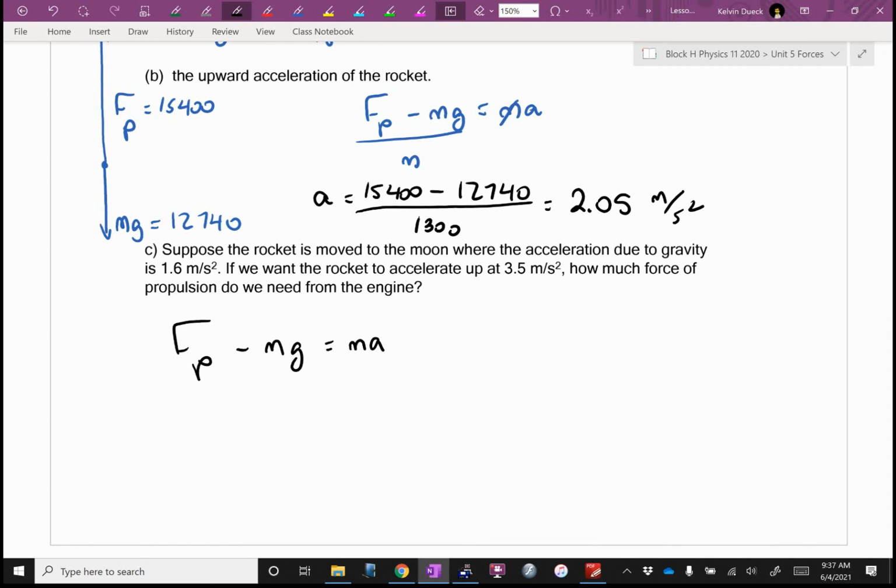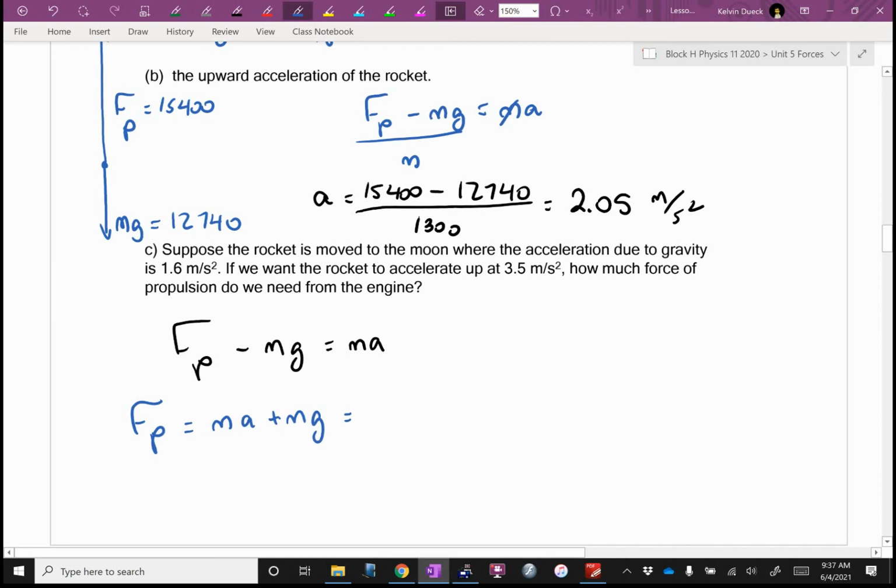Yes. Okay, how will I get the FP by itself? How will I move mg over? Magic? Witchcraft? Or is there a mathematical operation I can pull off? Adding, you say? Yeah, you're right. I'm going to add. The force of propulsion is going to be ma plus mg.